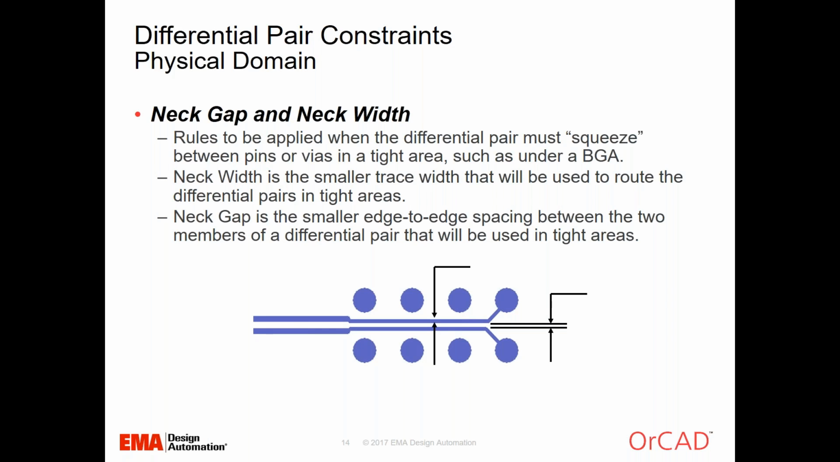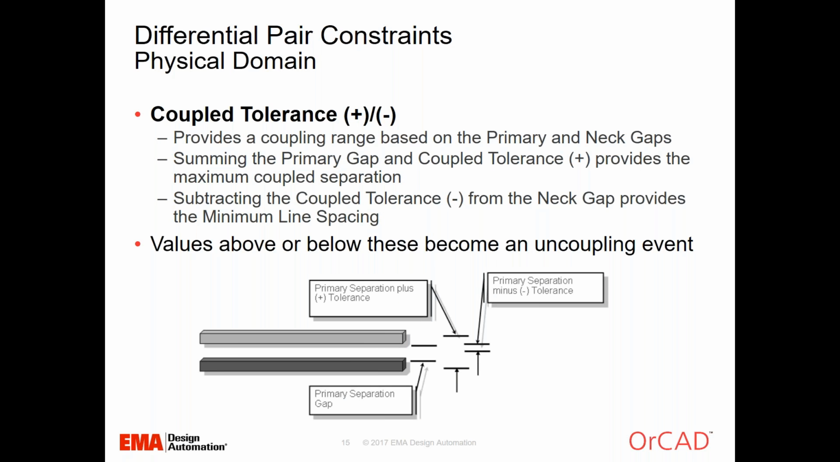This is the edge-to-edge spacing that the two nets must have when not exiting pins or when not necking down between obstacles. The neck width specifies the line width to be used when the standard differential pair width cannot be accommodated. Likewise, the neck gap specifies the edge-to-edge spacing within the pair to be maintained when the normal differential pair spacing rule cannot be accommodated.